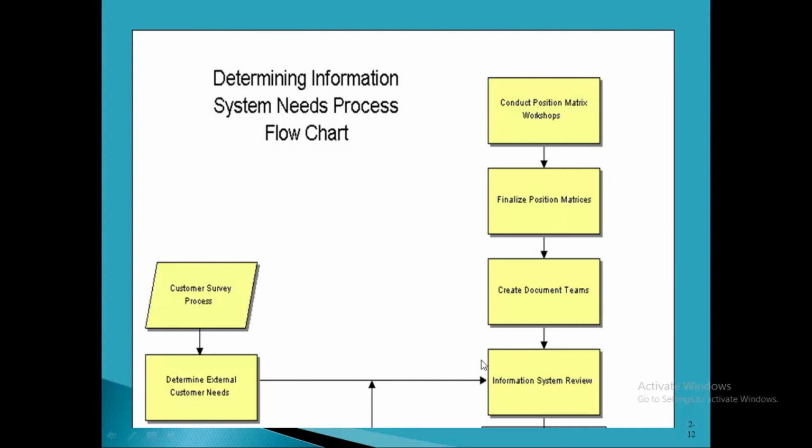And you can see here the information system review, where all these document teams will be submitting their documents. Here you have a separate team to determine external customer needs, which is doing the customer survey process. Actually, they are dealing with each and every potential customer and trying to find out what their expectations are from the organization or the products and services, and they make the list or a proper document to write down the needs of any customer.